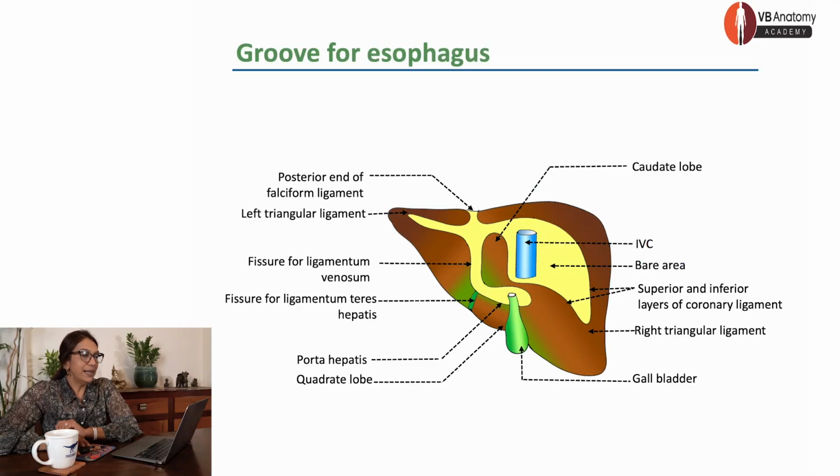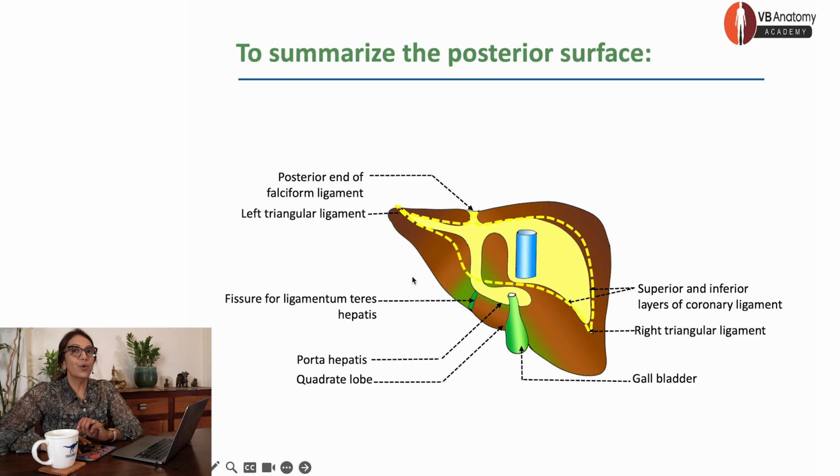Right. So finally we come to the last part, groove for esophagus, which is somewhere here. So you have to imagine that from the top there is esophagus coming in, dilating out to continue into the stomach. So beyond this here you should find the stomach. So what did we learn?